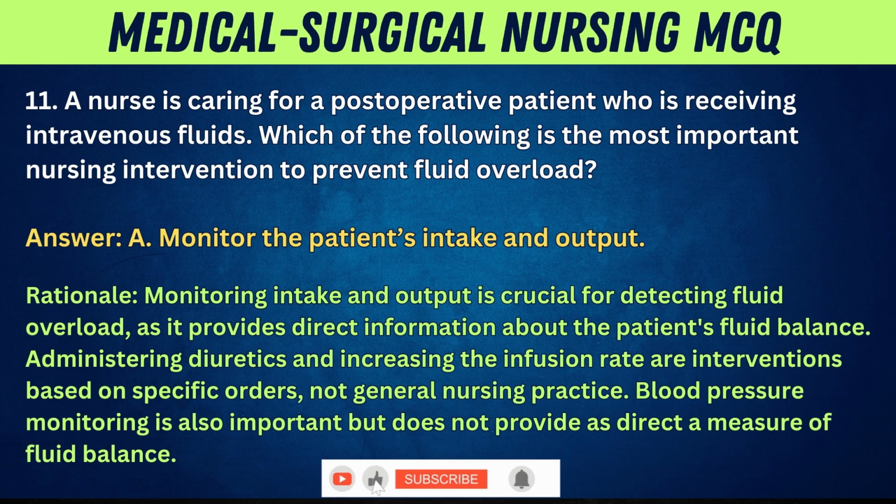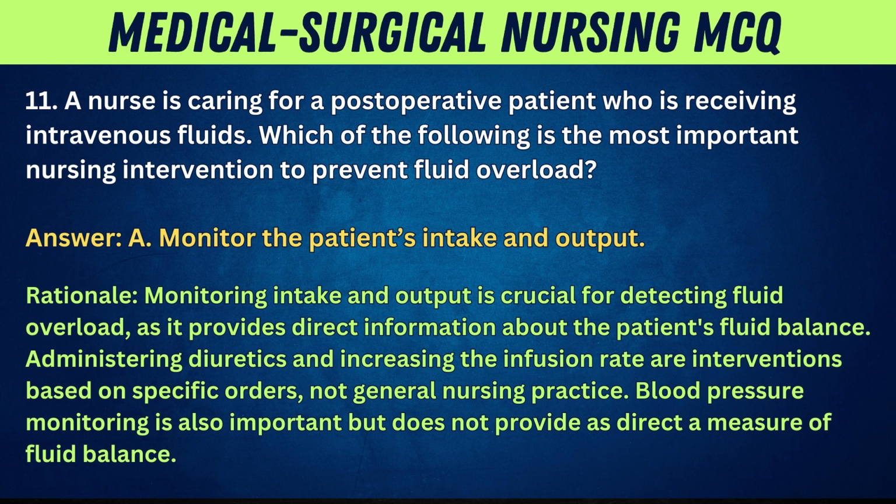Rationale: Monitoring intake and output is crucial for detecting fluid overload, as it provides direct information about the patient's fluid balance. Administering diuretics and increasing the infusion rate are interventions based on specific orders, not general nursing practice. Blood pressure monitoring is also important, but does not provide as direct a measure of fluid balance.